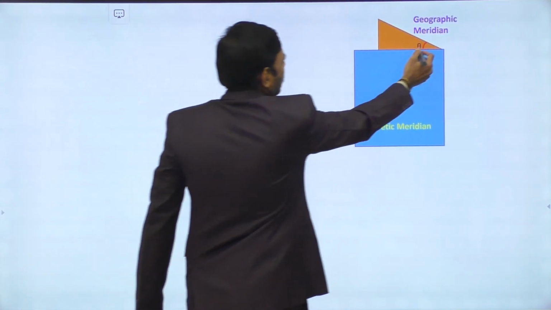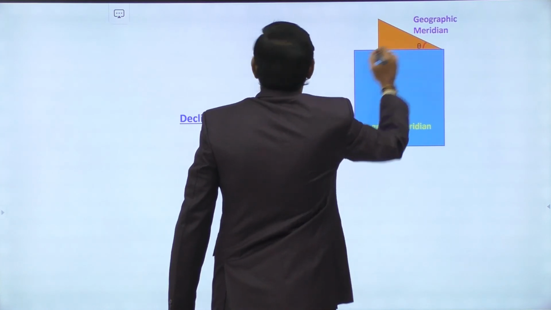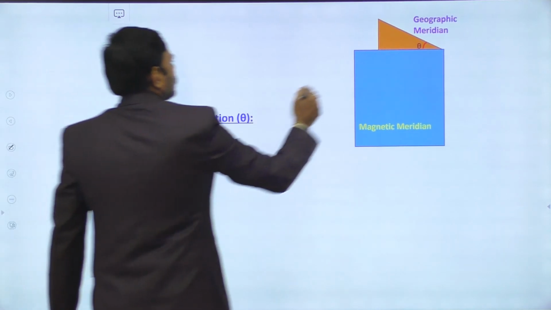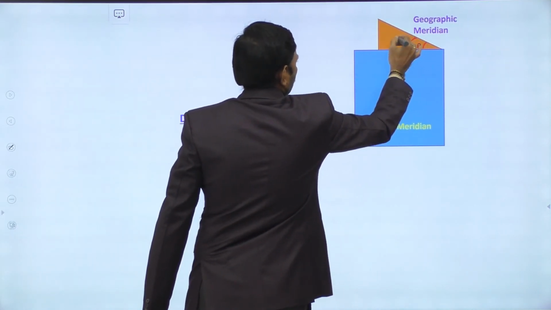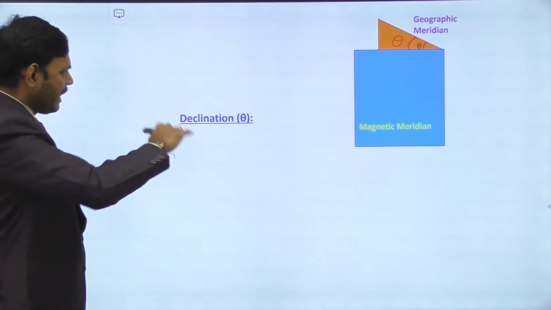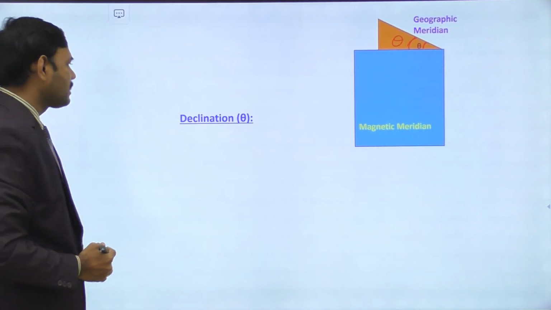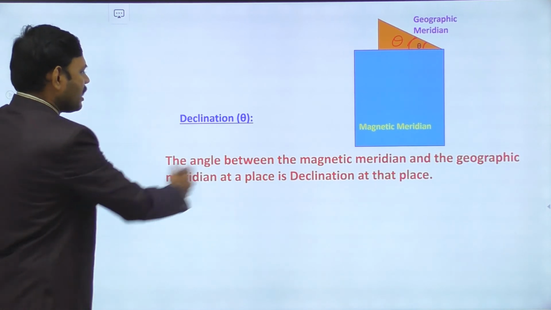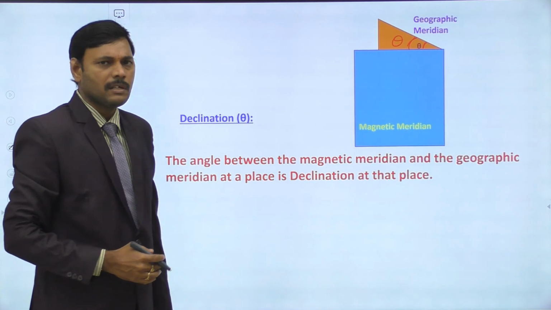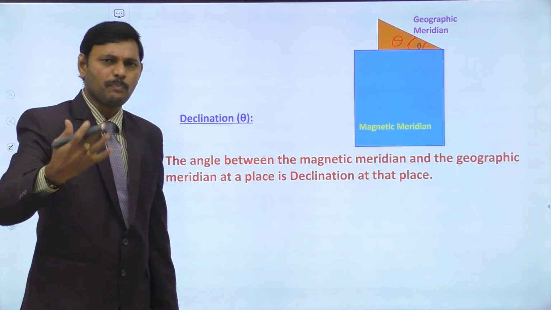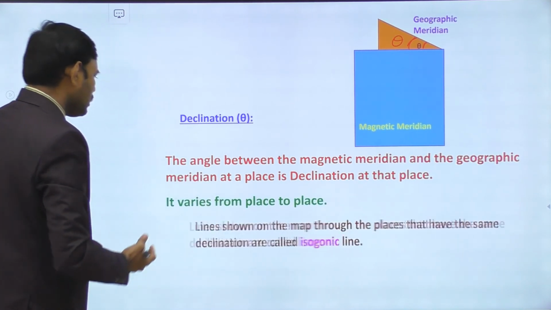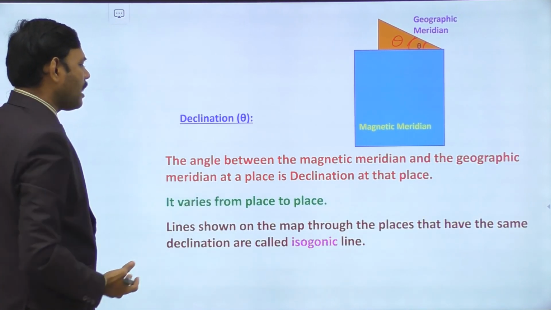In this image you are observing the angle. This is the angle between the vertical planes known as magnetic meridian and geographic meridian of the earth. So the angle between magnetic meridian and geographic meridian is known as angle of declination, that is theta. Its value changes from place to place, and lines are shown on the map through the places.